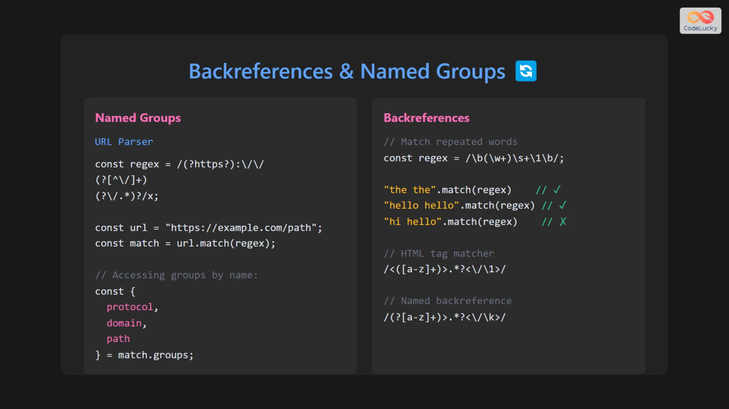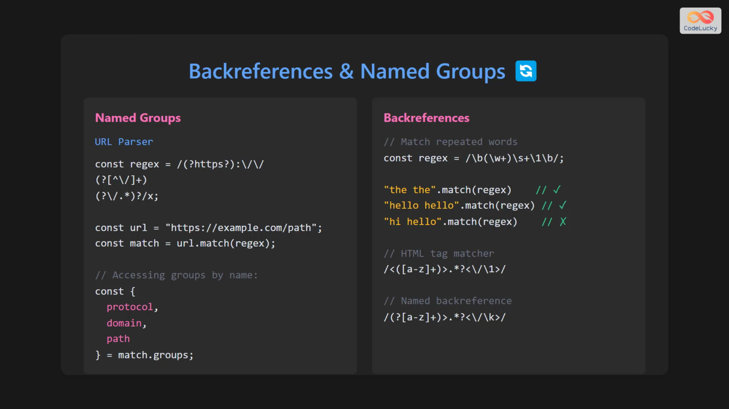Named capturing groups allow you to refer to groups by names instead of numbers, which enhances the readability and maintainability of regular expressions. In the URL parser example, we have named groups protocol, domain, and path that store the respective values from the URL. These values can be extracted by referring to their group names.